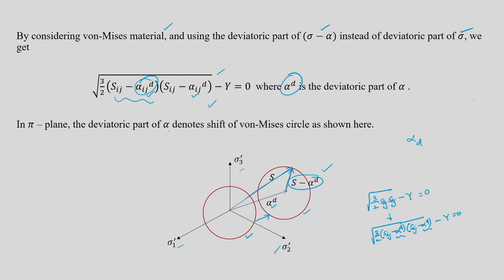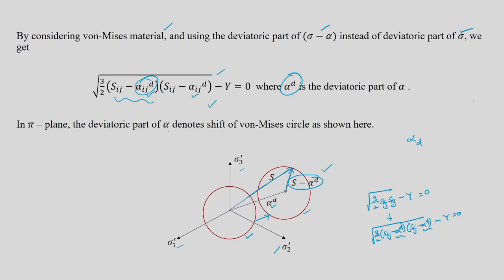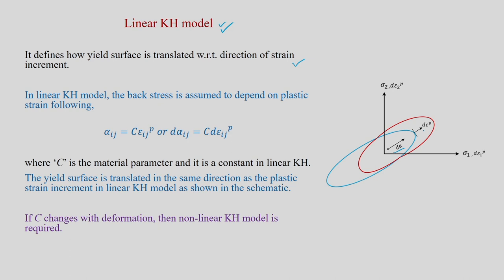Of course, one can write it with respect to sigma ij also; that is another way people write, and that is also possible. There is only one small thing that we are going to do now. We are going to see how this alpha is connected to your plastic strain increment, or the direction of plastic strain increment. This linear kinematic hardening model defines how the yield surface is translated with respect to the direction of strain increment. Suppose this is d alpha; how is it connected to the direction of d epsilon p? The direction of d epsilon p is known; it is perpendicular to the normal drawn at any point on the yield locus.